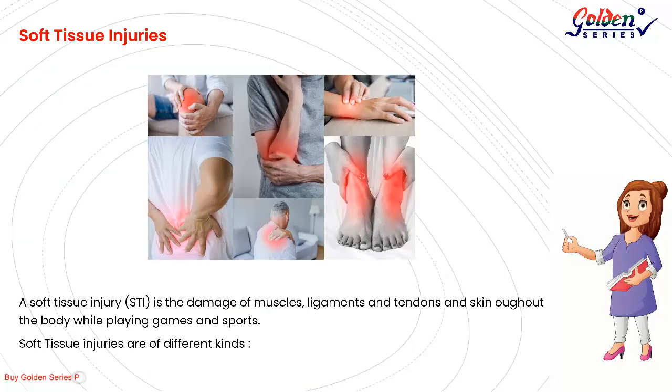Soft tissue injuries. A soft tissue injury, STI, is the damage of muscles, ligaments and tendons and skin throughout the body while playing games and sports. Soft tissue injuries are of different kinds.